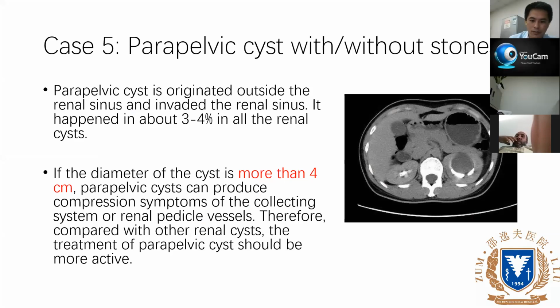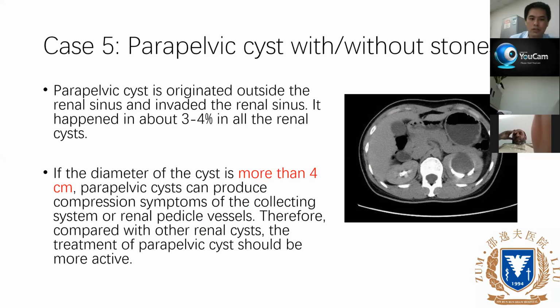If the diameter of the cyst is more than 4 centimeters, peripelvic cysts can produce compression symptoms in the collecting system and the renal pedicle vessels. Therefore, compared to other renal cysts, the treatment of the peripelvic cyst should be more active.